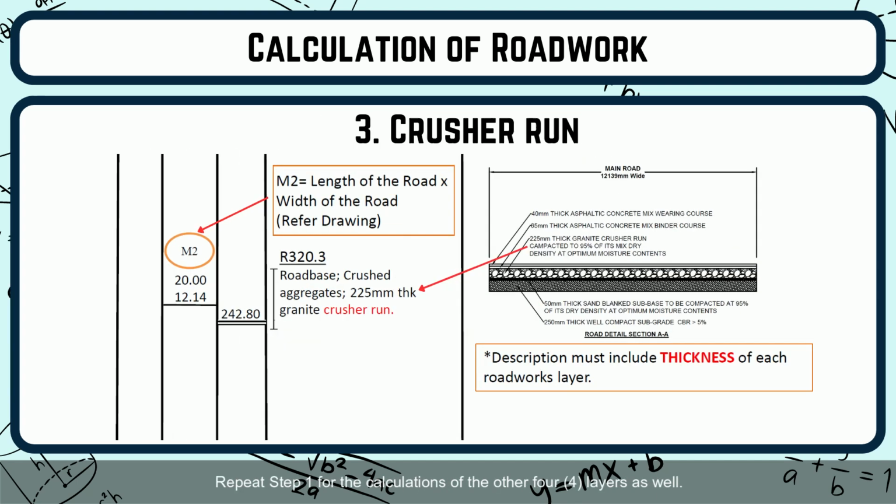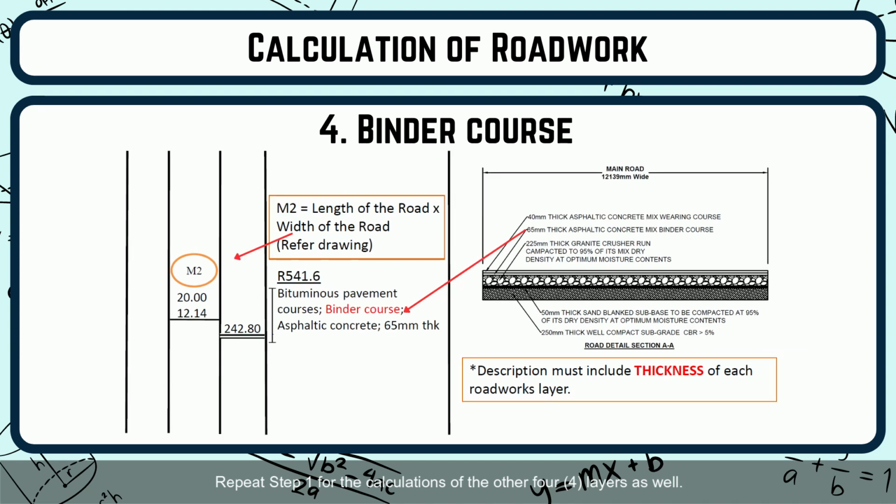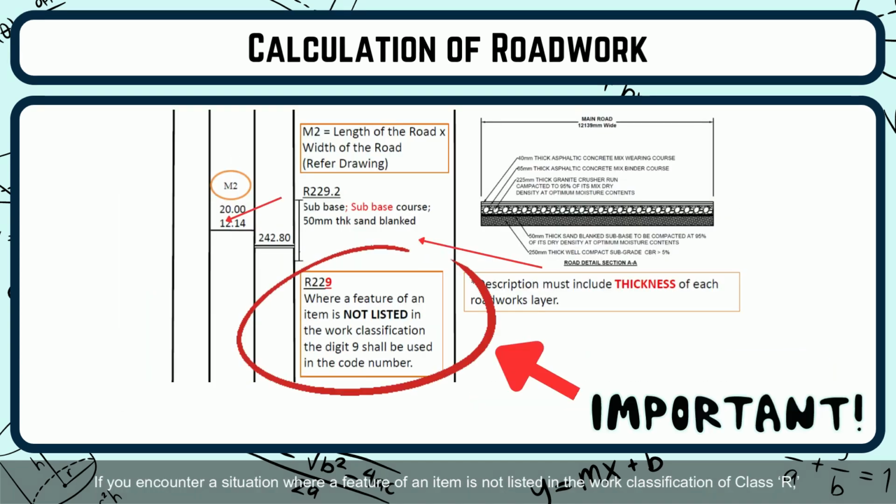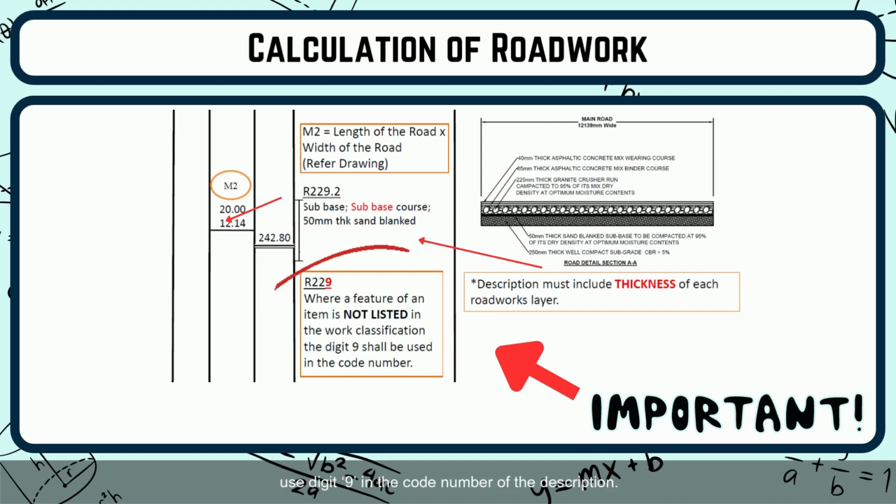Repeat step 1 for the calculations of the other 4 layers as well. If you encounter a situation where a feature of an item is not listed in the work classification of class R, use digit 9 in the code number of the description.